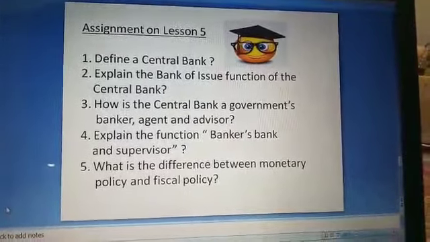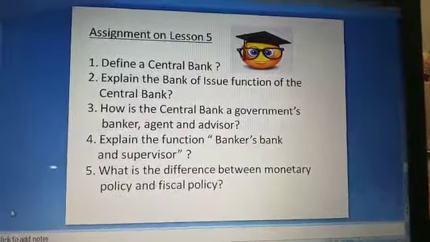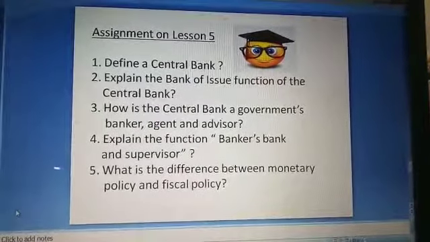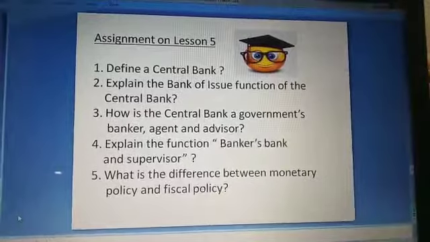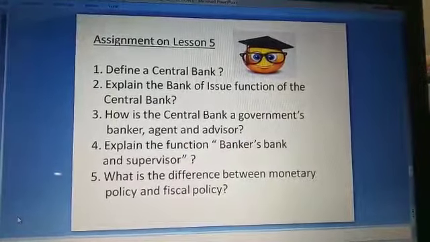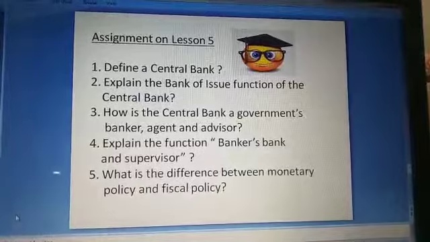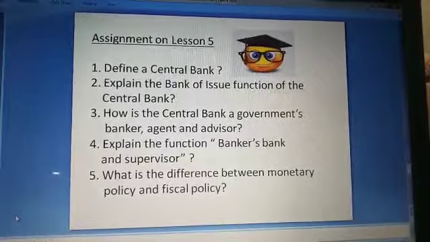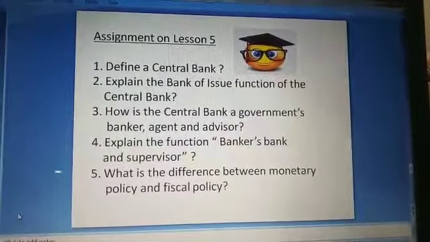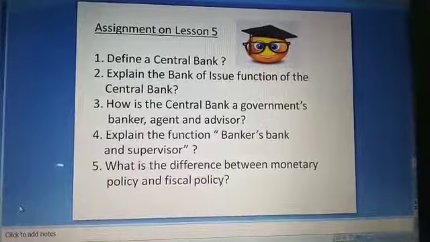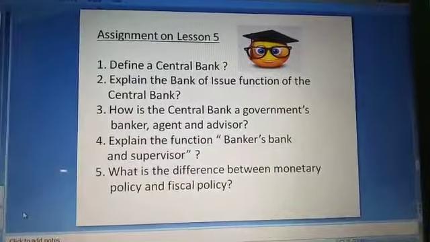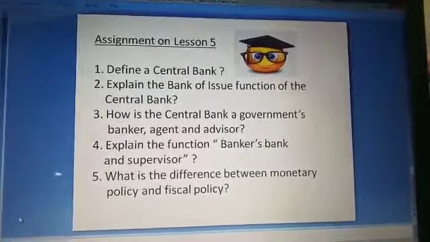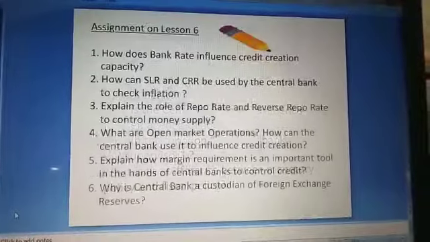Assignment on lesson 5. Define a central bank. Question number 2. Explain the bank of issue function of the central bank. Third question: how is a central bank a government's banker, agent, and advisor? Fourth question: explain the function banker's bank and supervisor. And the last question: what is the difference between monetary policy and fiscal policy?